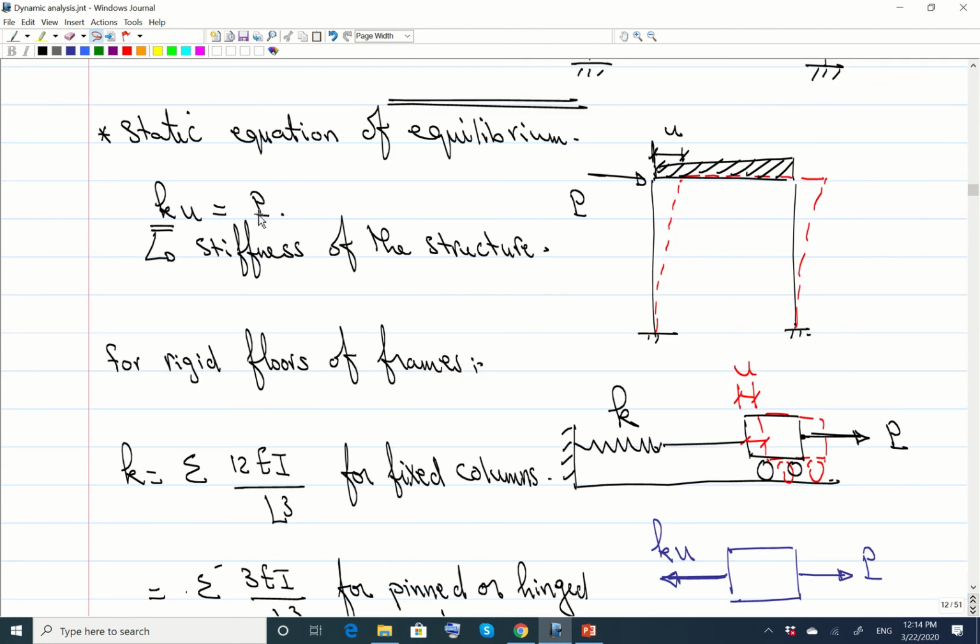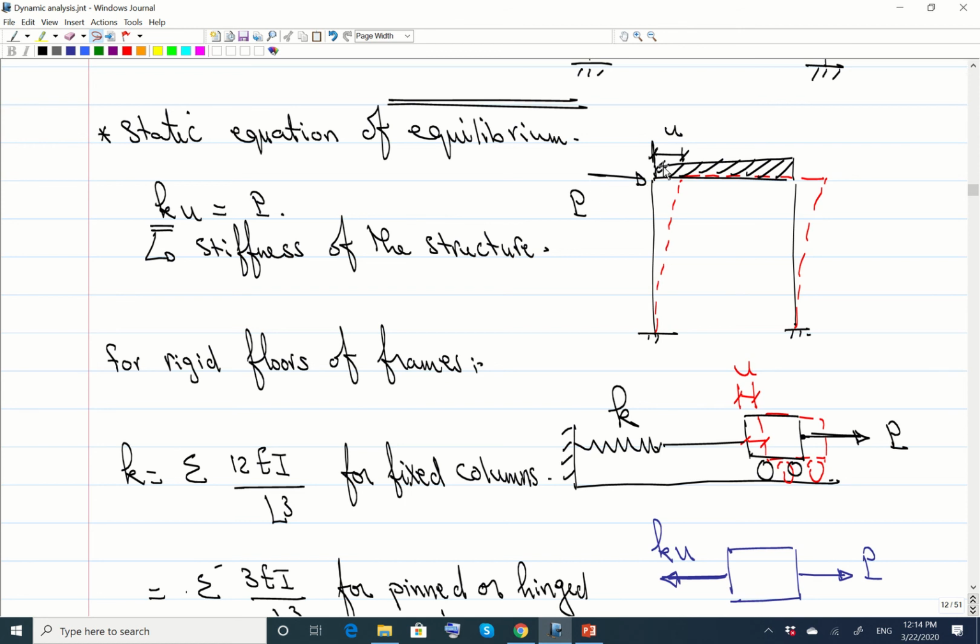The static analysis, you just have P equals KU. We're going to model this. There is a very famous model that is called the mass spring system. We're going to model this frame as if it's equivalent to this: you have a mass over here, the mass of the floor. We're going to assume that the mass of the building is lumped, most of it at the floor over here.